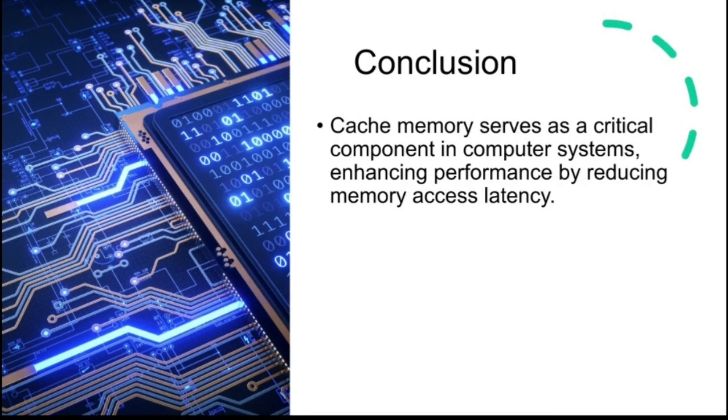In conclusion, cache memory serves as a critical component in computer systems, enhancing performance by reducing memory access latency. Despite its limitations, such as limited capacity and cache coherence challenges, cache memory remains indispensable for achieving efficient and high-performance computing. Its role in bridging the gap between the CPU and main memory is instrumental in optimizing system responsiveness and overall efficiency.